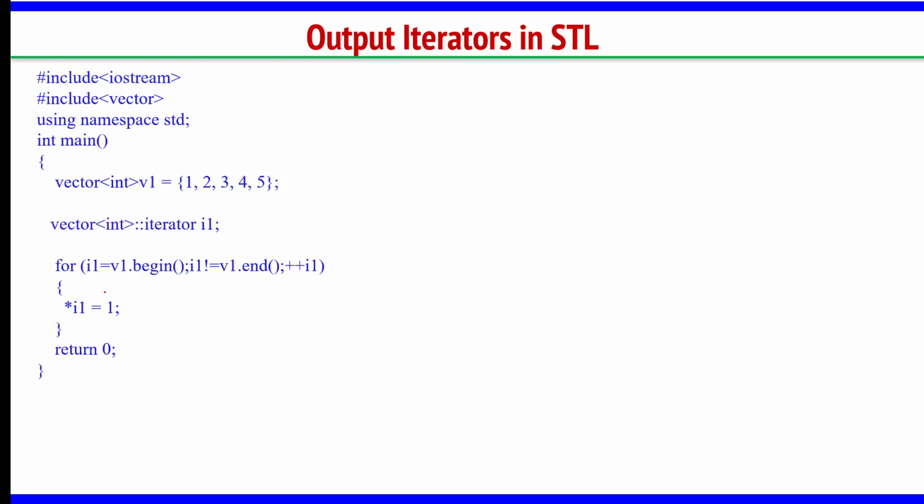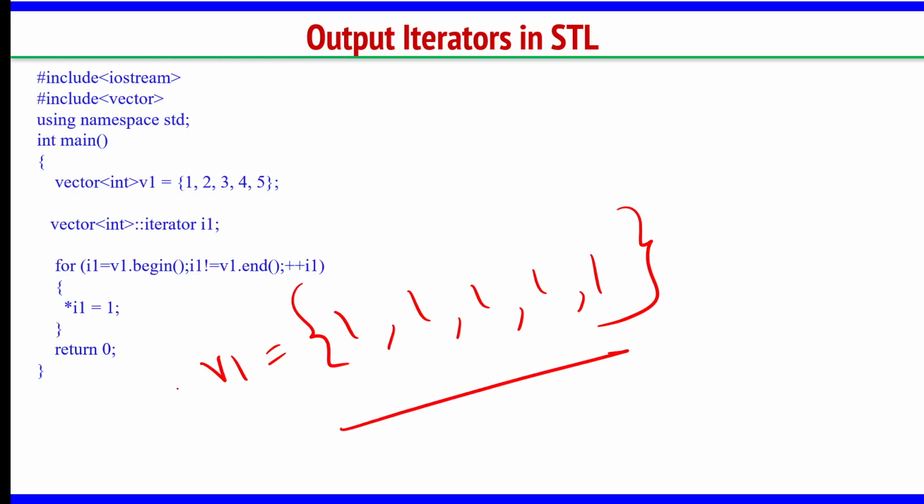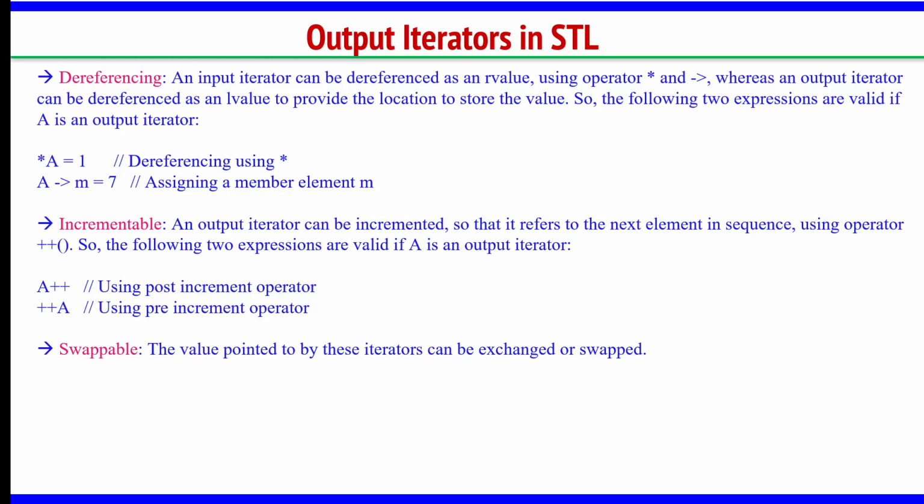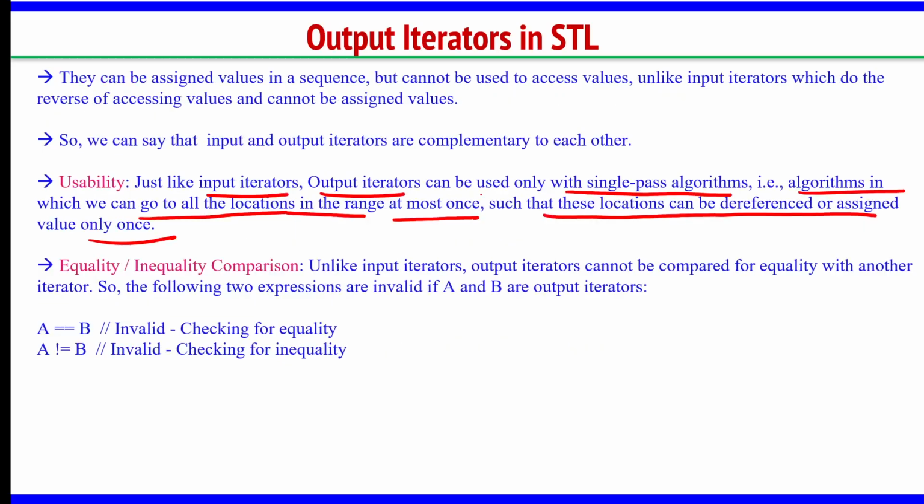So, what is the output of this program? After doing this iteration, the v1 vector will become 1, 1, 1, 1 and 1 like this. It has all the elements as 1. So, this is about input and output iterators in STL.